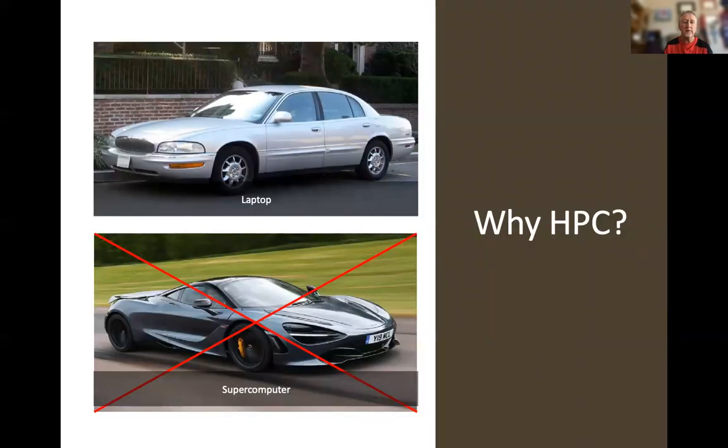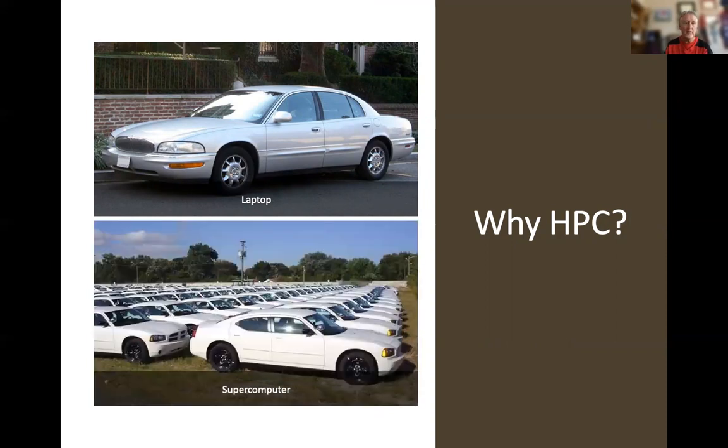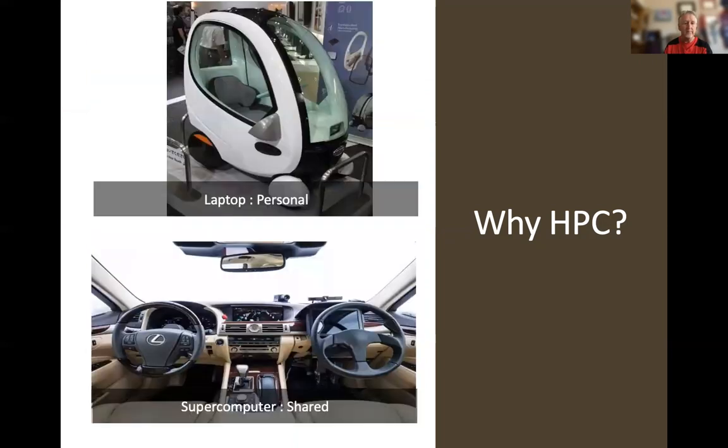So if your laptop is analogous to, say, a Buick Regal, a supercomputer is not a McLaren or a Maserati. If your laptop is like the Buick there, the supercomputer is probably more like a field full of, they look like Dodge Magnums, which are decent cars, but those are all alike. Lots of them that are just the same, and that's kind of what our supercomputers are like. They're decent computers, they're good, but the key is that we have lots of them.